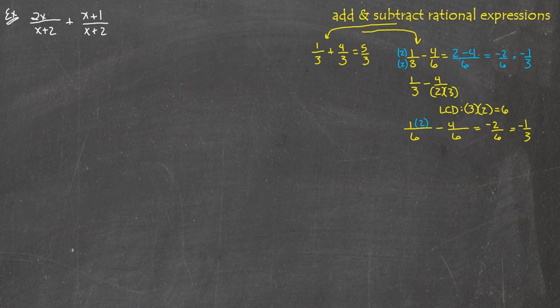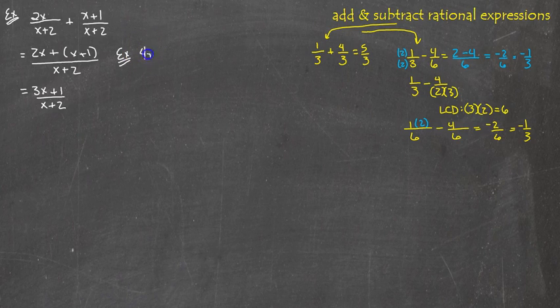Well, this already looks messier, but if I look at it more closely, I notice that I'm adding 2 fractions that have the same denominator, which means all I want to do is add across the numerators. So this is 2x plus x plus 1 over x plus 2. Just add the numerators together, keep the same denominator. Now if I add the numerators, I get 2x plus x is 3x plus 1 over x plus 2. Easy peasy.